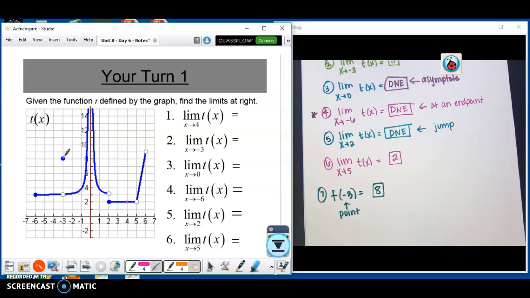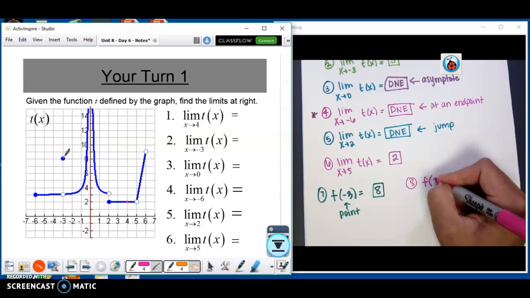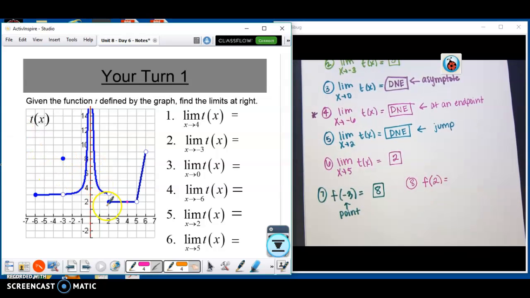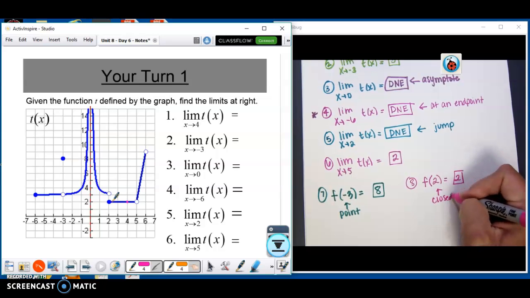Okay, so another example of that, let's say I ask you f of 2. If you take a look at 2, that's where we have that jump, but one is open and one is closed. You want to get the closed point, so that y value would be 2. So think about this as the closed point if there's an open and a closed one.